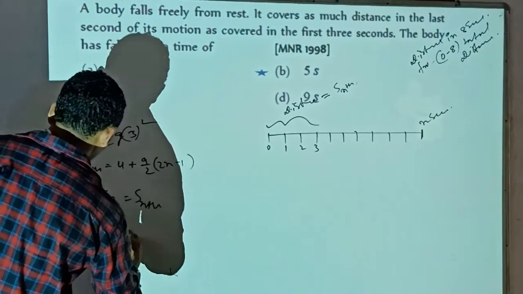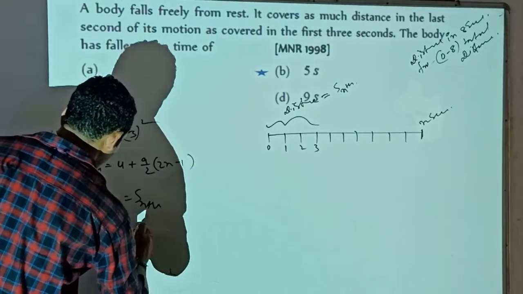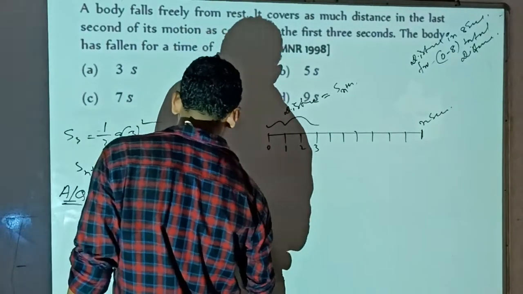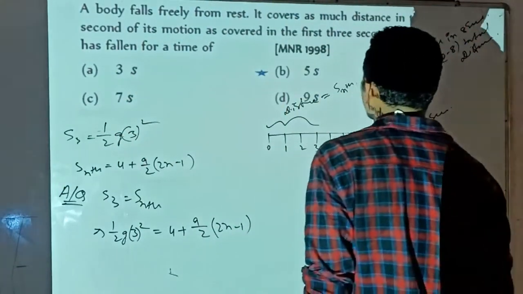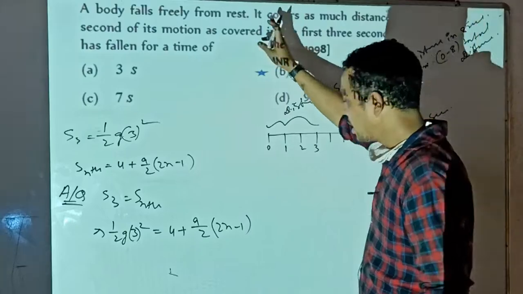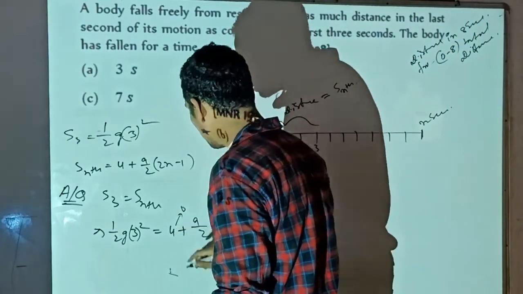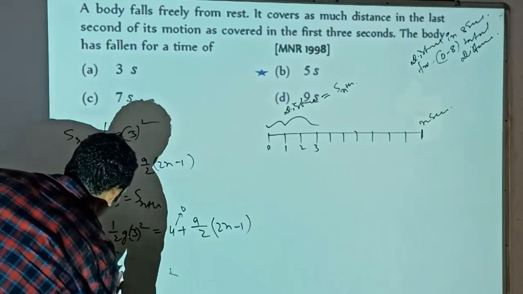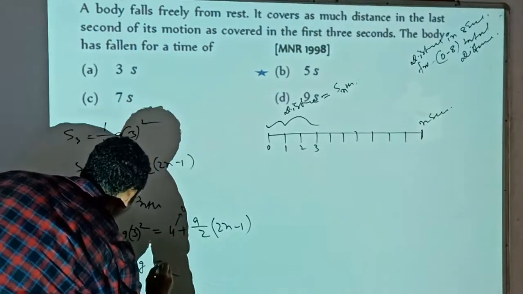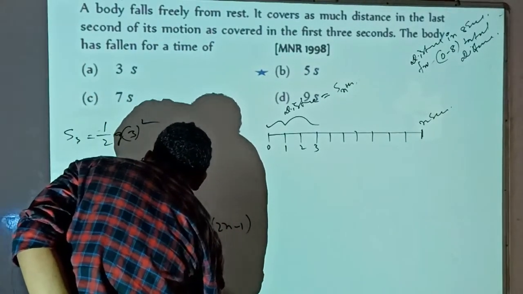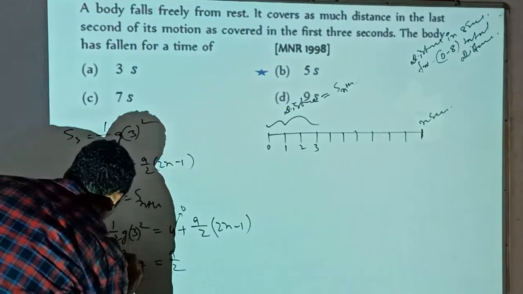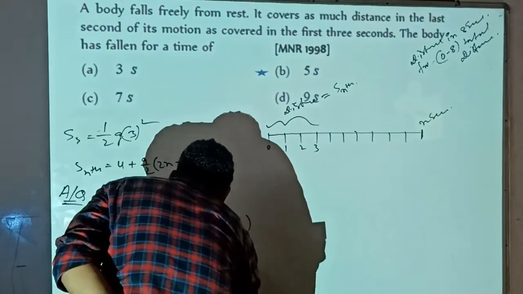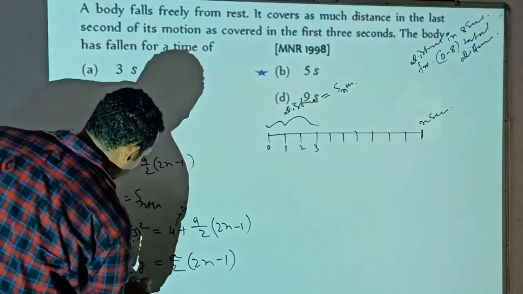This implies half of g t square, that is 3 square, is equal to u plus a by 2 times twice n minus 1. Since the body has started from rest, u is equal to 0. So that gives you half of g times 9, that is 9 by 2 g, is equal to a by 2 into twice n minus 1. So 2 will be cancelled out.